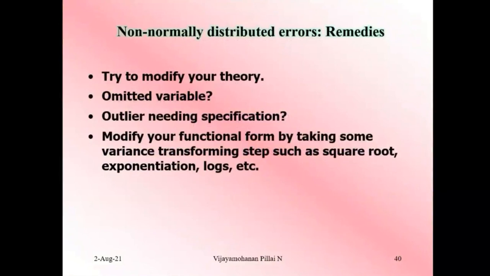Now, what are the remedies if we have non-normally distributed residuals? One thing, we have to modify our theory and try that. Then see whether there are any omitted variables and whether there is any outlier. Also, we can modify our functional form by taking some variable transformation steps, such as getting the square root, exponentiation, logs, etc. So we can try taking a logarithmic transformation or the square root of the data or a power of that particular data and so on. That way we can modify our data set.